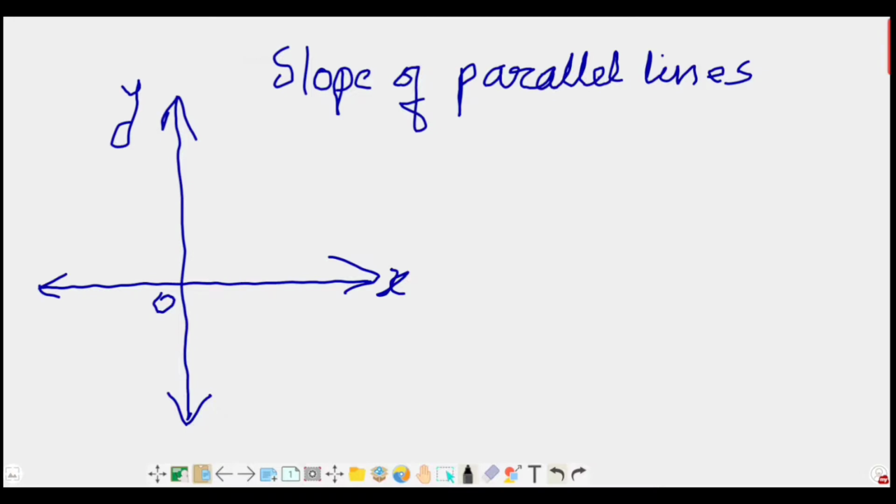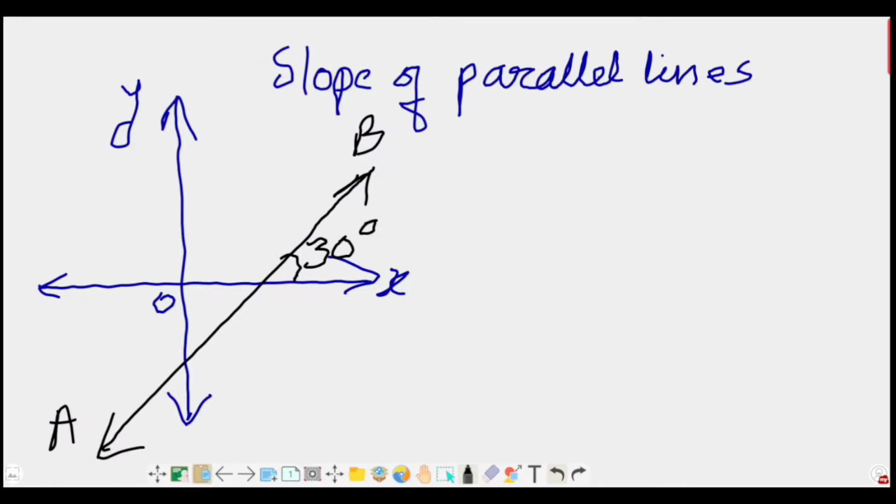Now students, let's discuss the slope of parallel lines. I've taken two coordinate axes. Suppose I'm taking one line like this. Suppose this is my AB. It has formed an angle of, suppose, 30 degrees. Another line I am taking parallel to this AB. Let it be CD. We have to always see the angle formed with the positive direction.